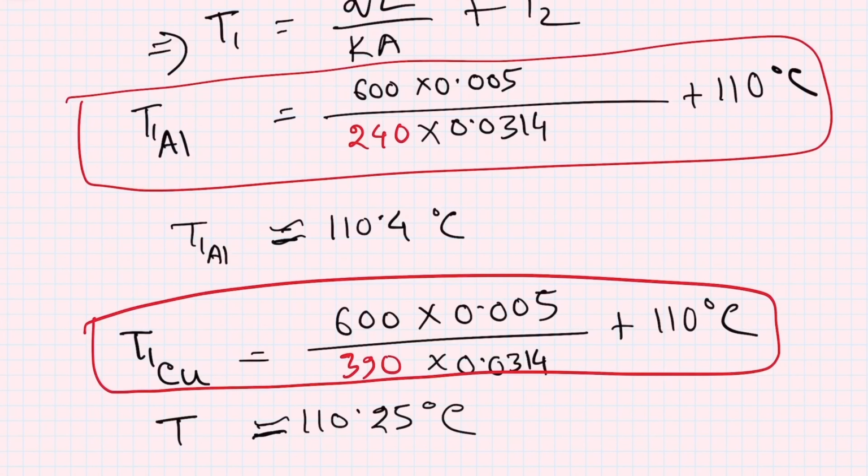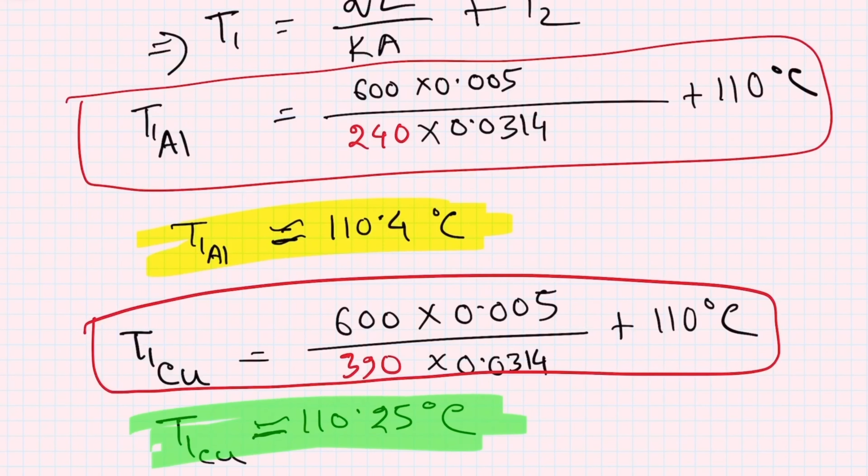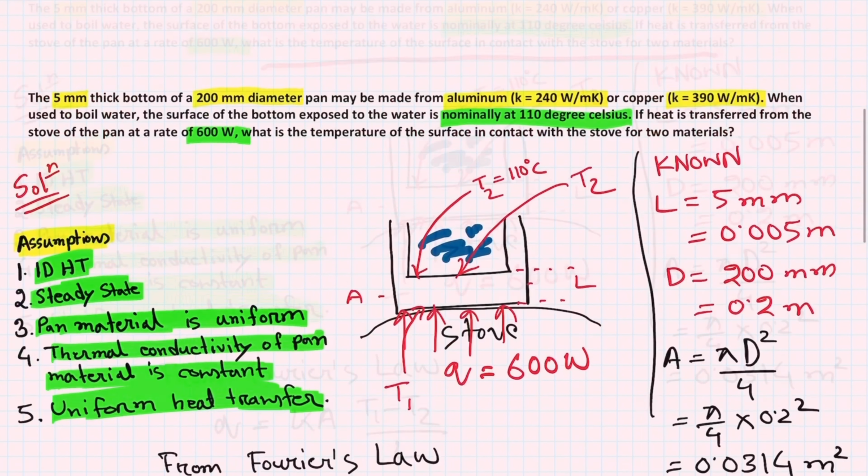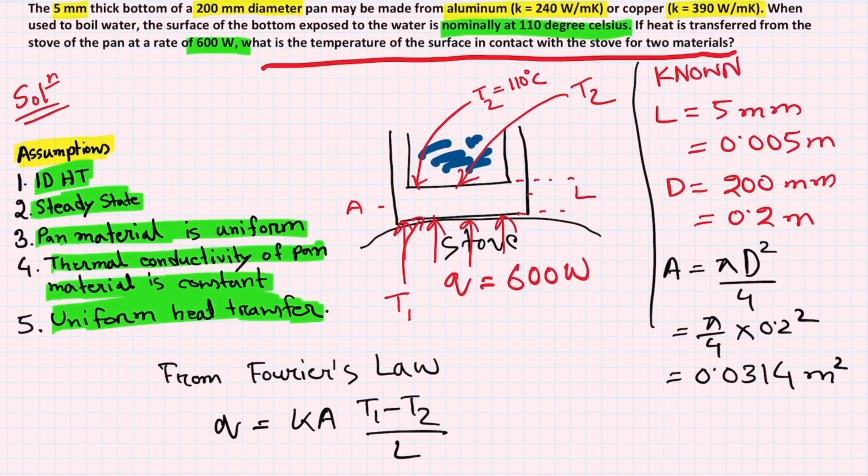Let's put the symbol here. So we have calculated two values, one for aluminum, which I'm marking with yellow, and one for copper, which I'm marking with the green marker. And these are the two values that the question actually asked for: what is the temperature of the surface in contact with the stove for the two materials?